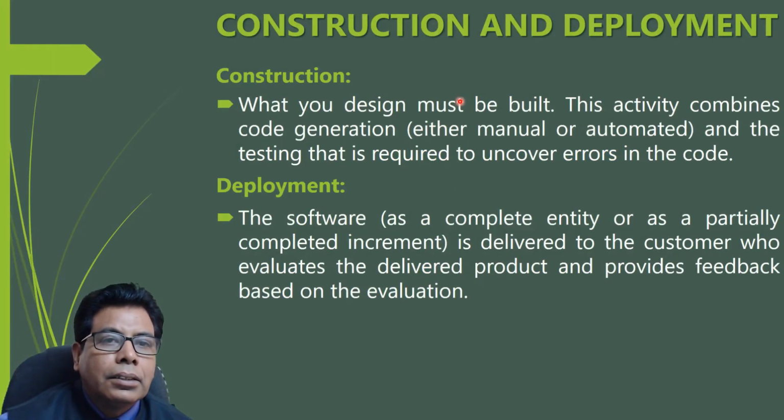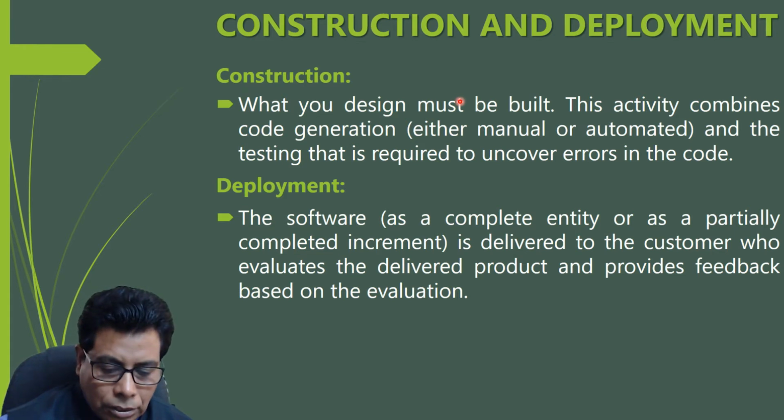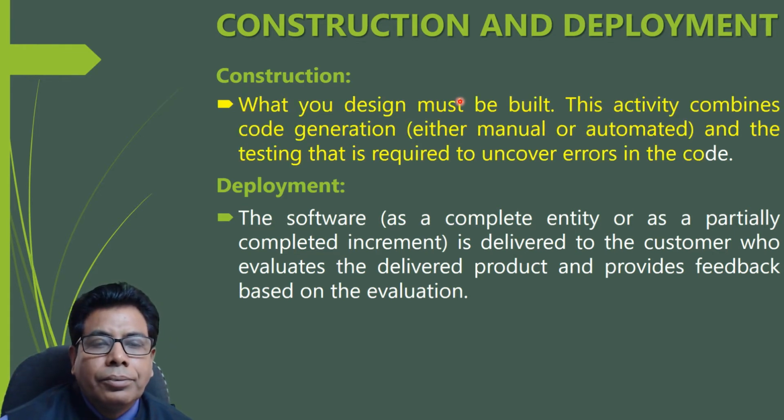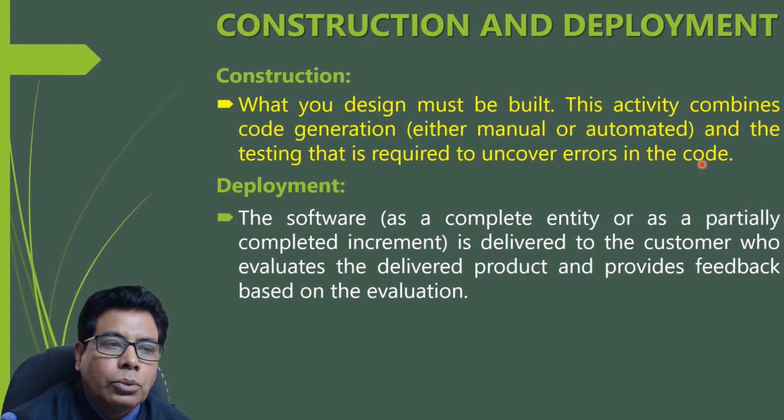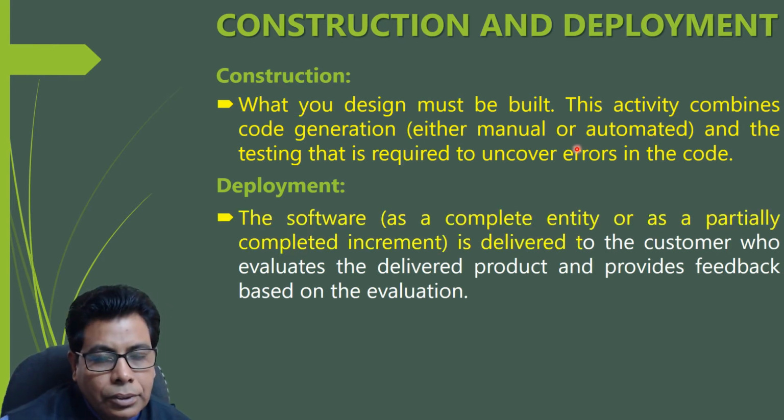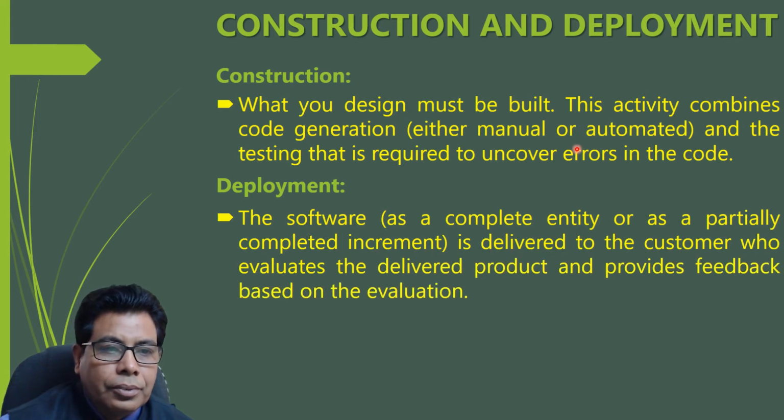Then next is construction and deployment. In construction, what kind of design must be built? This activity combines code generation, either manual or automated, and the testing that is required to uncover errors in the code. So the construction of the project generally includes the coding part and the testing part. Then deployment. The software is delivered to the customer, who evaluates the delivered product and provides feedback based on the evaluation.